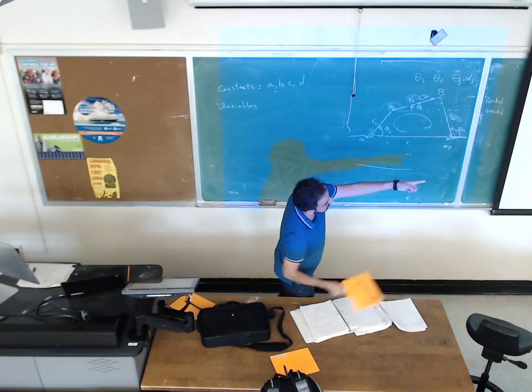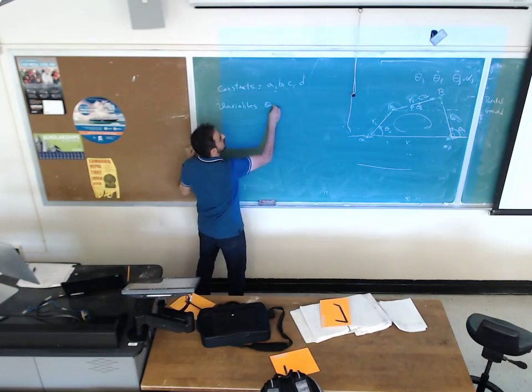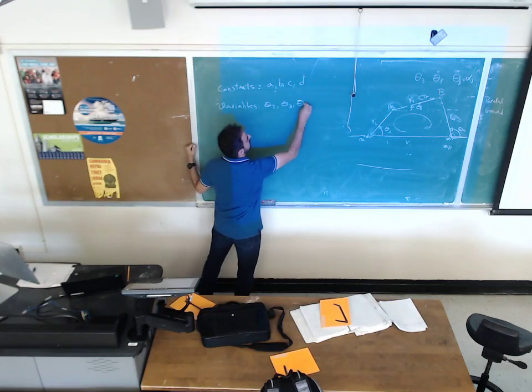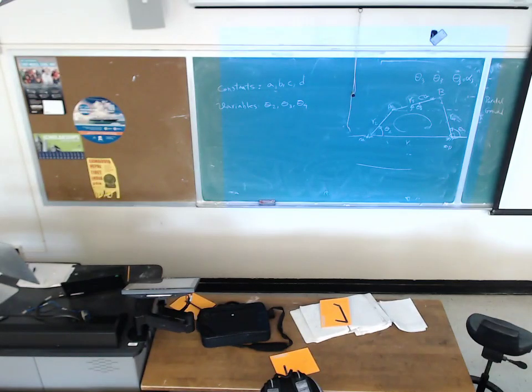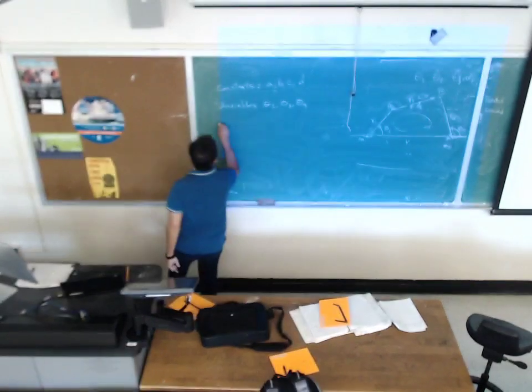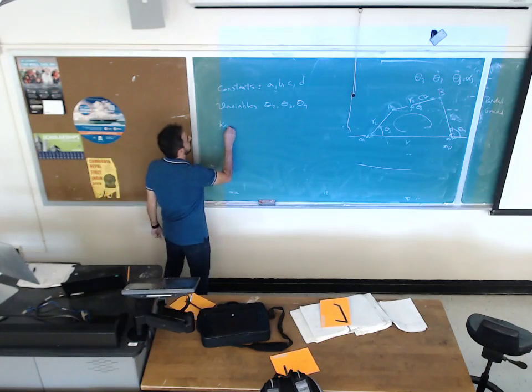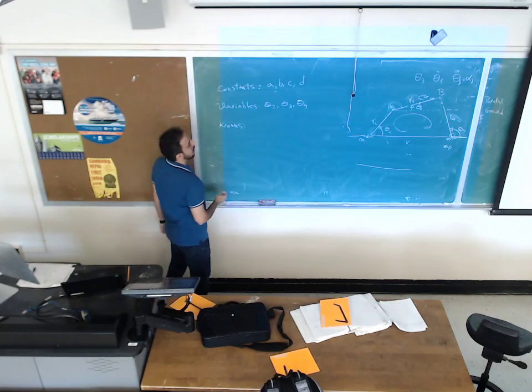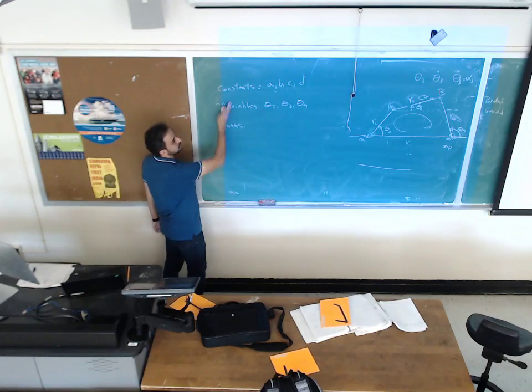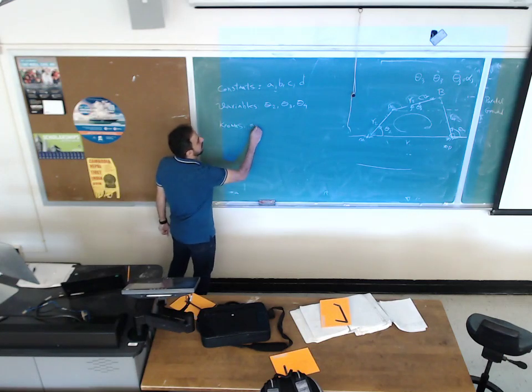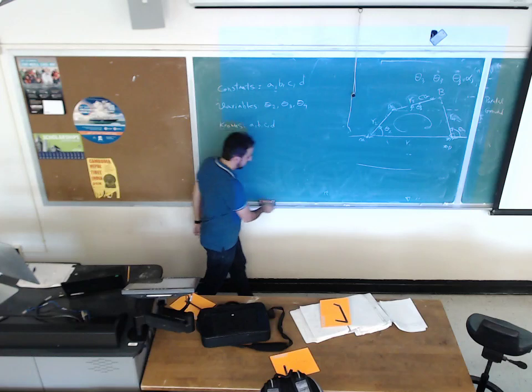So first, theta 2, theta 3, and theta 4. We don't see anything else in this mechanism. Theta 2, theta 3, theta 4 are variables. And knowns. Knowns meaning the values which are given, or we know about them. The lengths of the links are given, A, B, C, and D.